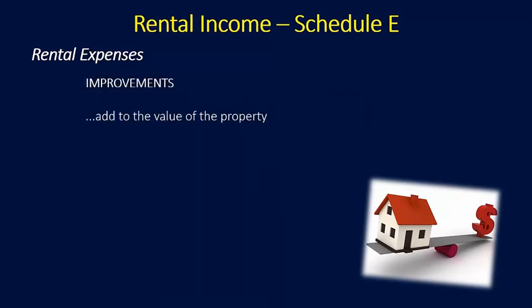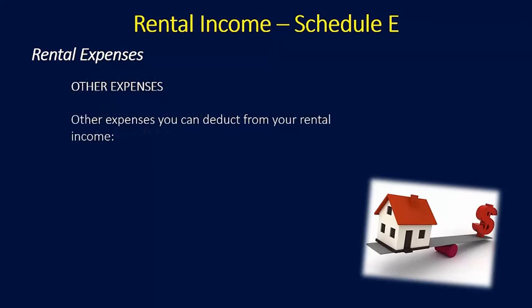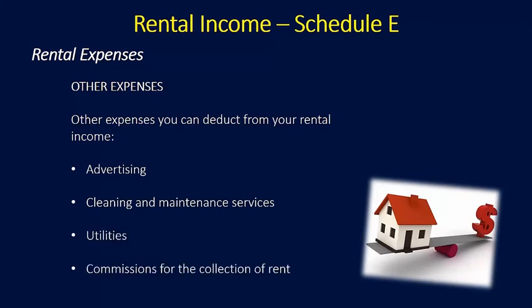Improvements, however, add to the value of the property. They prolong its life, or they might adapt the property to new uses. Some examples: adding a rec room, adding a bath or bedroom, putting up a fence, putting on a new roof, new cabinets, paving a driveway. These are all examples of improvements, not repairs. Some other expenses that we can deduct from rental income: advertising, cleaning and maintenance services, utilities, and commissions for the collection of rent.